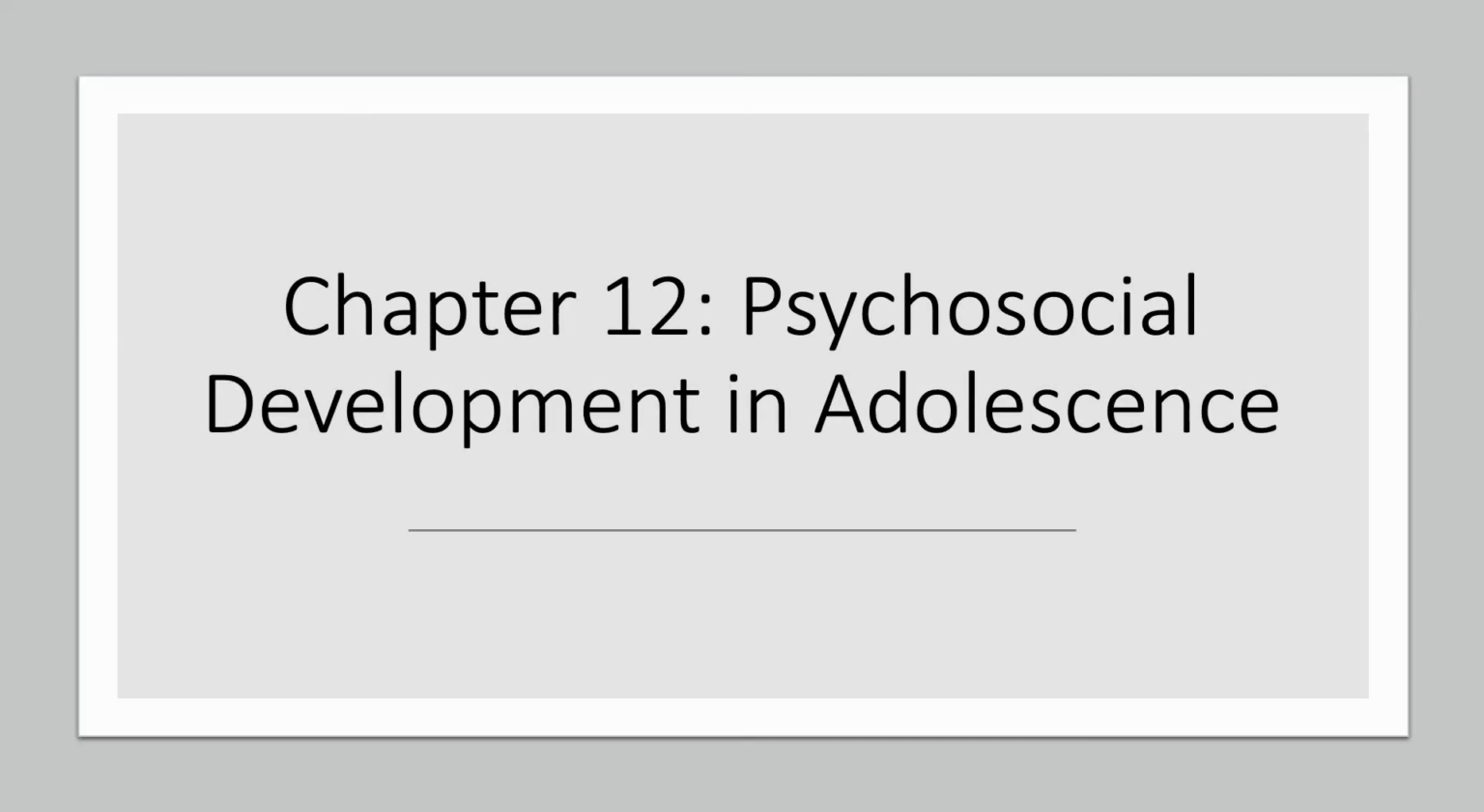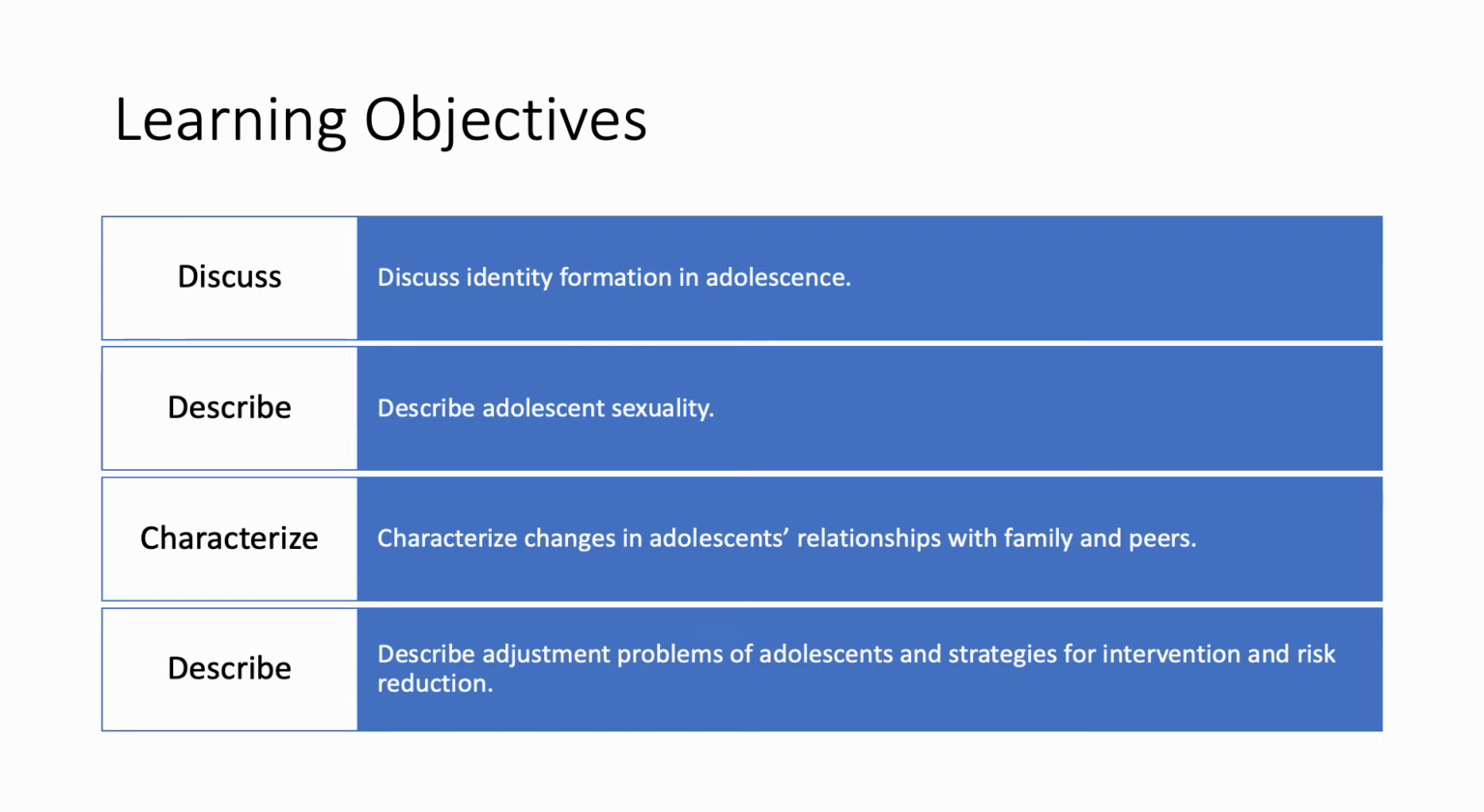Moving on to Chapter 12, let's start with our learning objectives. By the end of this chapter, you should be able to discuss identity formation in adolescence, describe adolescent sexuality, characterize changes in adolescent behavior with family and peers, and describe adjustment problems of adolescence and strategies for intervention and risk reduction.